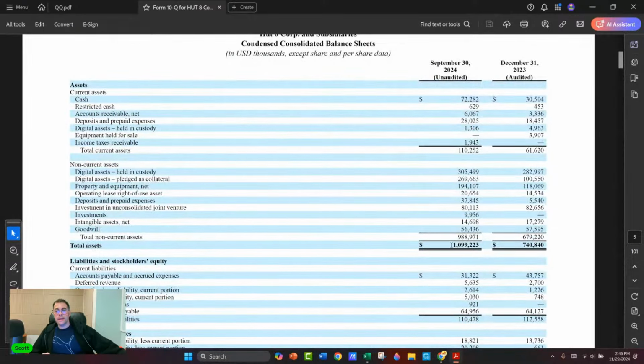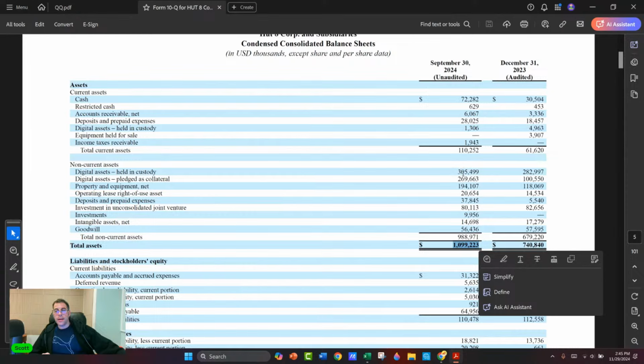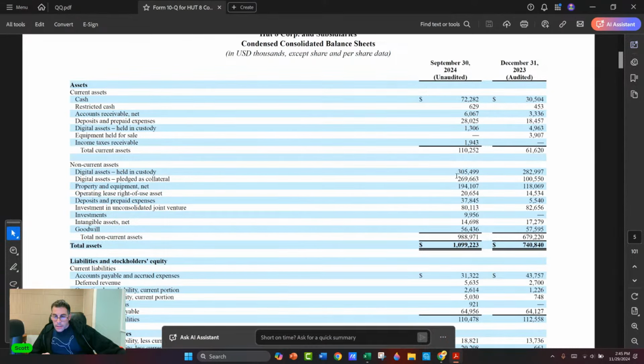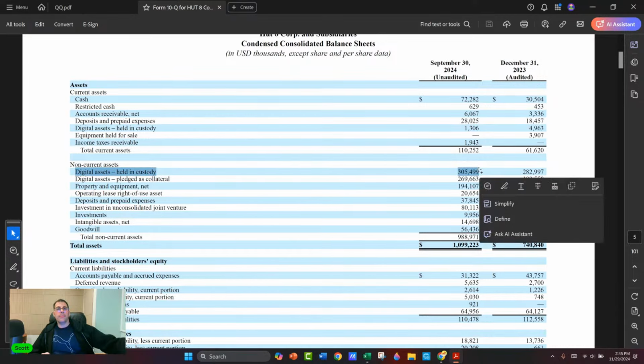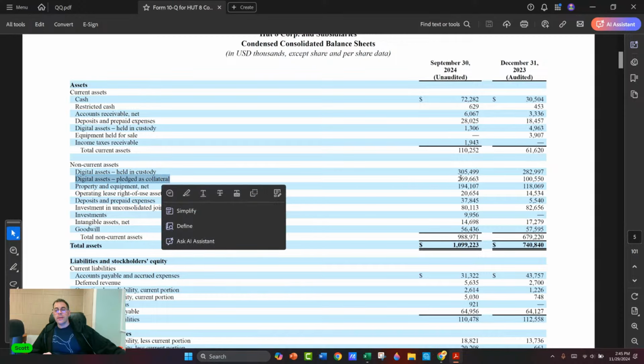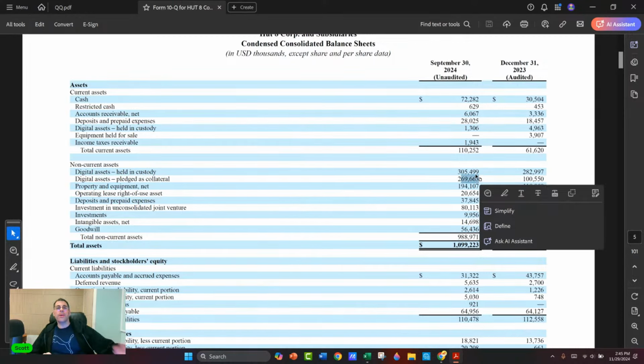So this is their balance sheet. They have 1.1 billion of assets, but a majority of that, a little more than half, is just Bitcoin, the Bitcoin they hold. They hold it in custody for, I guess, their customers, and they also have it pledged as collateral. So they don't actually hold the 269 million. It's just pledged to them. So if someone defaults on a payment, then they can take that Bitcoin that's pledged to them. Mechanically, I'm not too sure how they get access to it if it's just pledged to them.